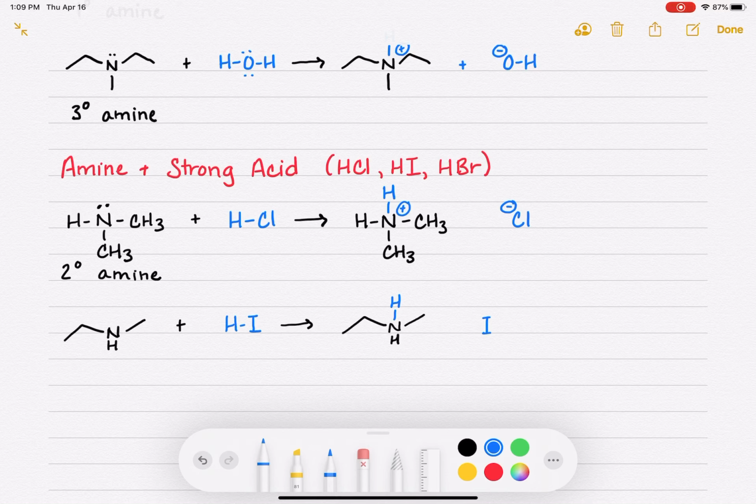The hydrogen takes a positive charge with it and leaves iodine with a negative charge. And that's it. That's all there is to these reactions.